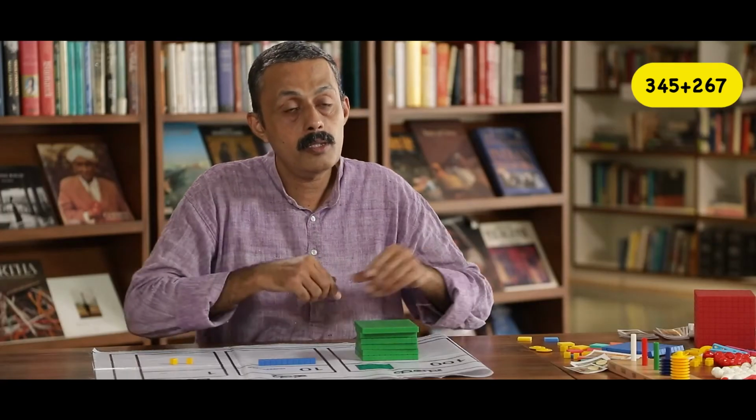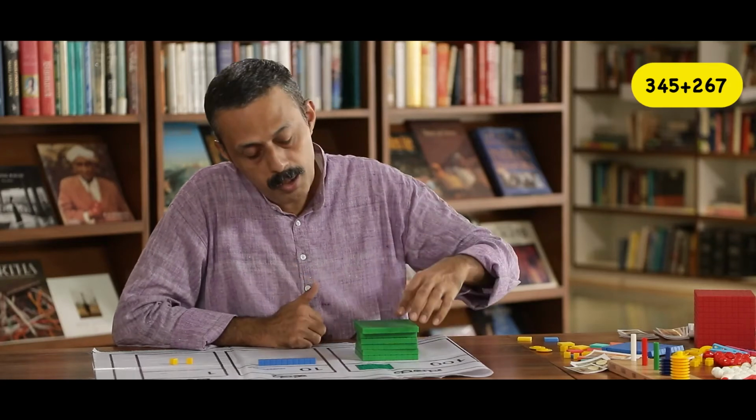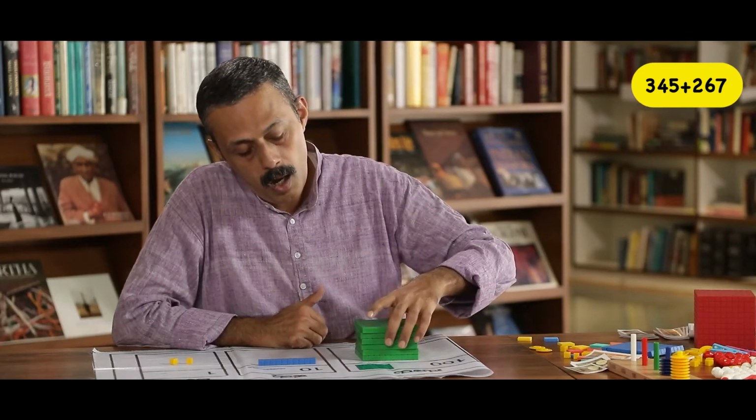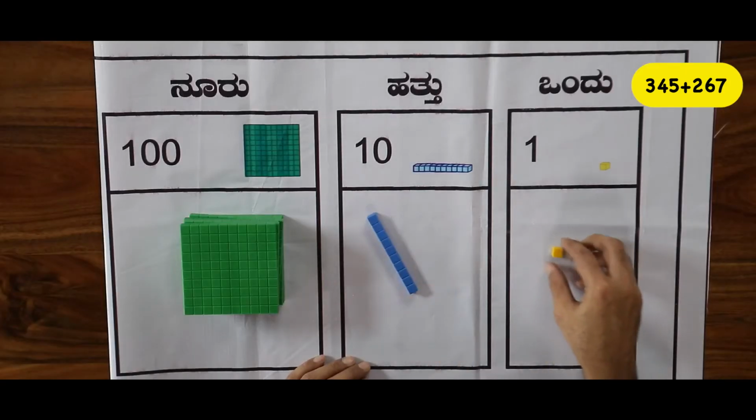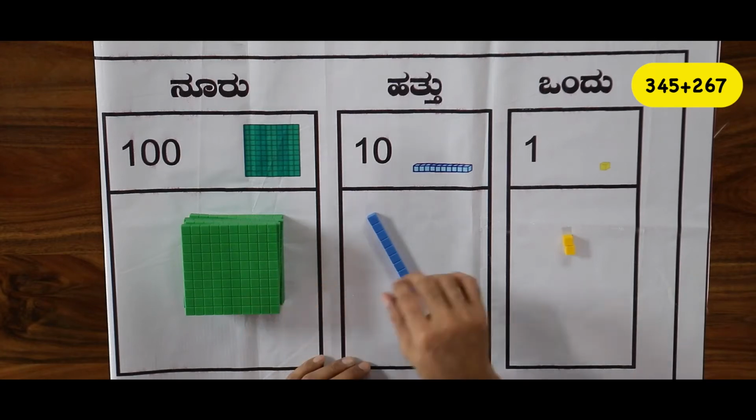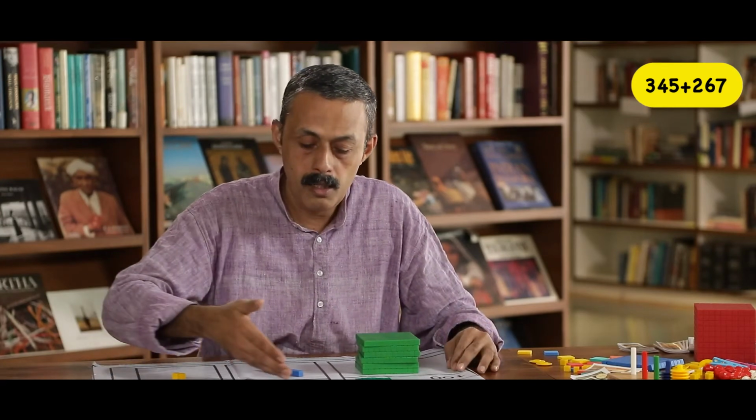So 345 added to 267. The answer we get is 610 and 12. 612. This is the sum of the problem. So, with this, we clearly understood the method of doing with carryover. That is a very clear idea.